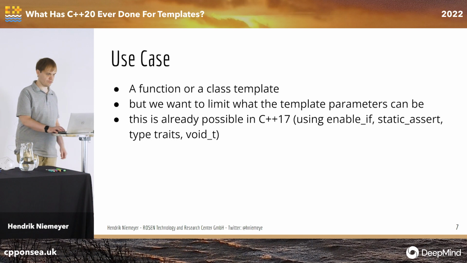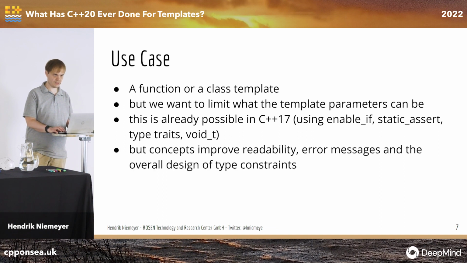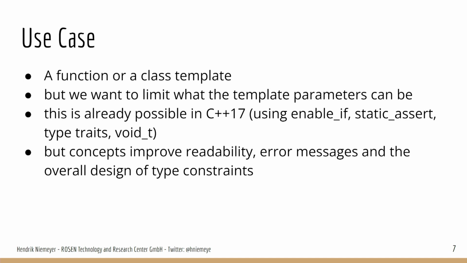But you can say that was already possible in C++17. We have tools to restrict template parameters. We have things like enable_if, static_asserts, type traits, void_t. We can use all of this from our toolbox to already achieve the same thing. But concepts do it in a different way. They do it in a more readable way, with possibly better error messages and a design of type constraints and type hierarchies which make sense. So we can build hierarchies of requirements as well, which makes more sense than before.